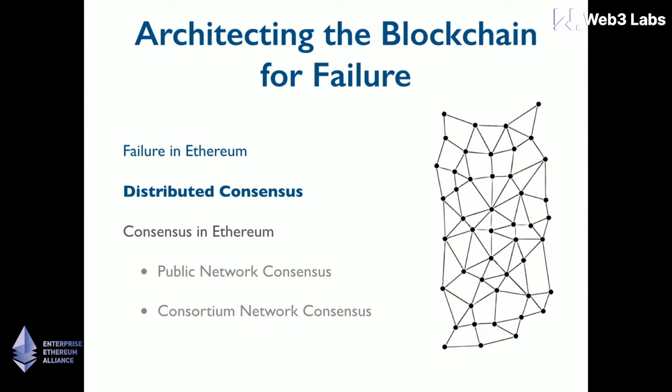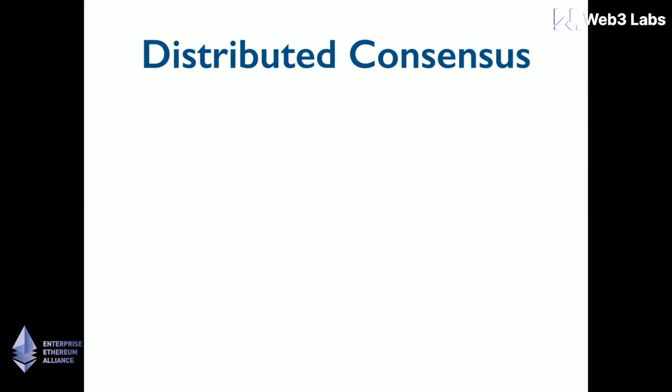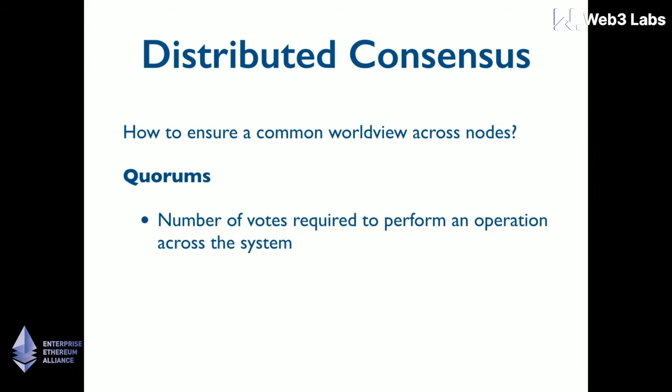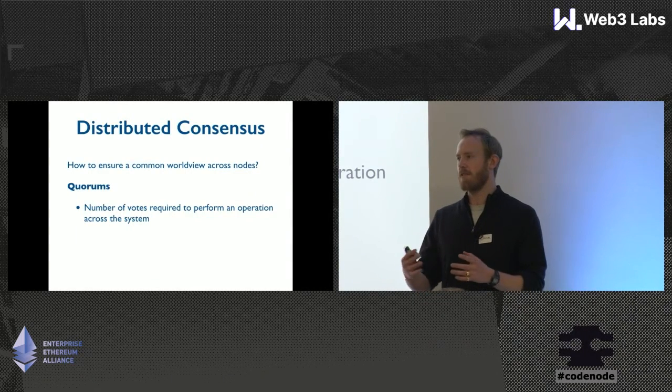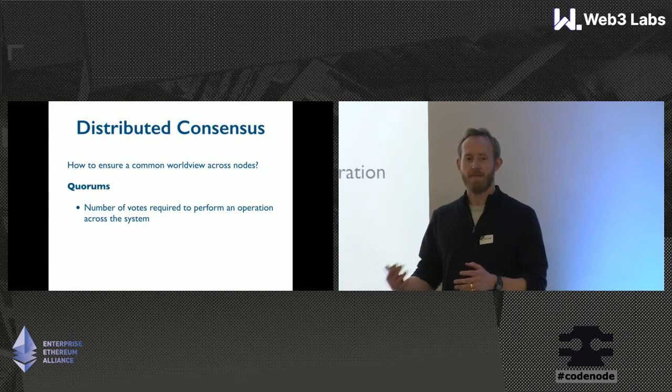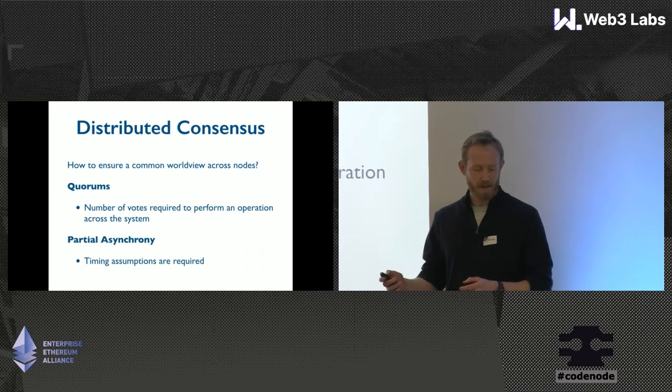So let's talk about the actual distributed consensus side of things. Consensus is, at its heart, about ensuring that we have some sort of common worldview amongst all of the different nodes within the blockchain. And a key facet of this is what are called quorums. You can think of them as being similar to a majority, but they're not strictly speaking a majority. A quorum, from its definition, is ultimately how many votes you need to have within the system to make a decision. In most cases that is a majority, but it doesn't have to be. But quorums are a key piece of terminology there.